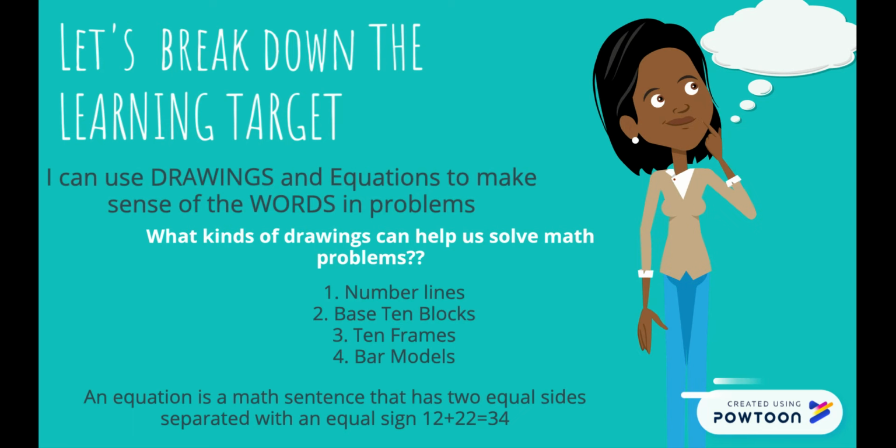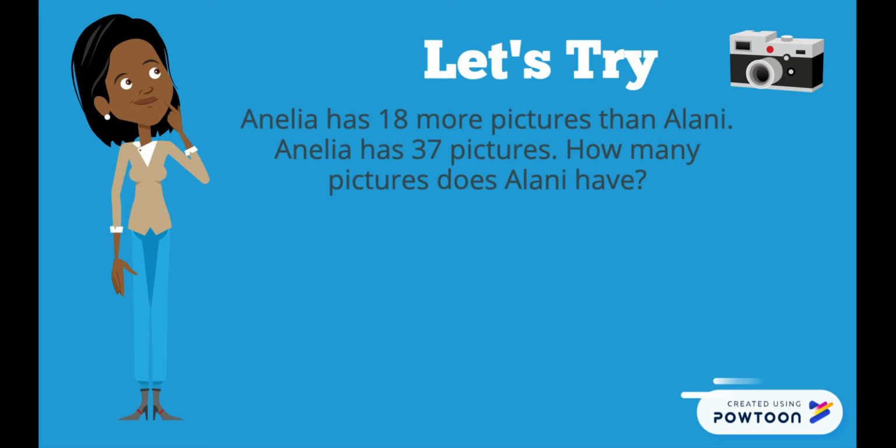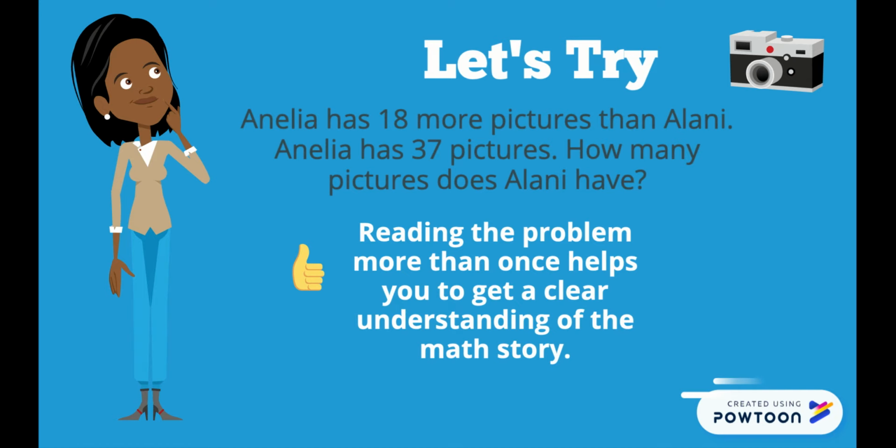So we can use a number line, we can use 10 frames and bar models to help us solve problems. So let's try. Anulia has 18 more pictures than Alani. Anulia has 37 pictures. How many pictures does Alani have? Pause the video to read one more time.